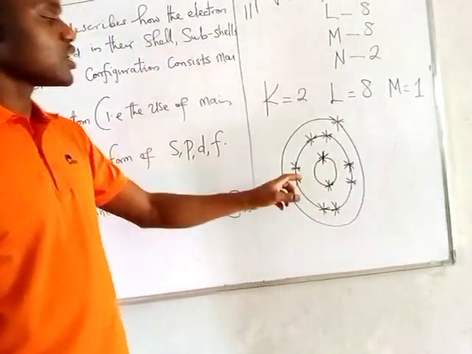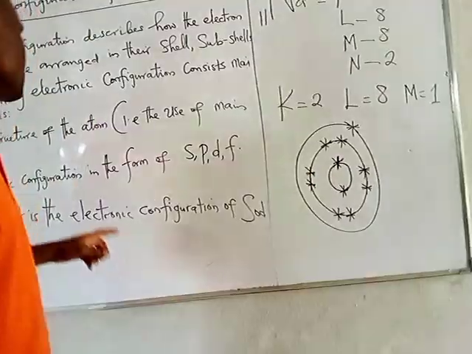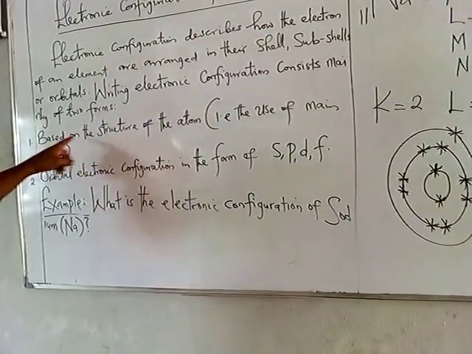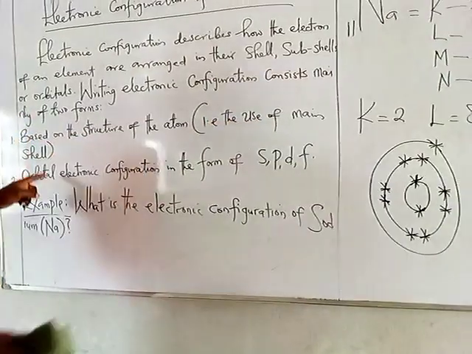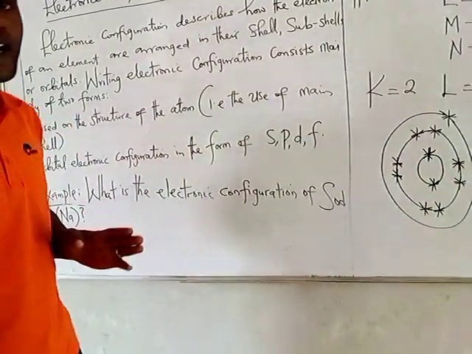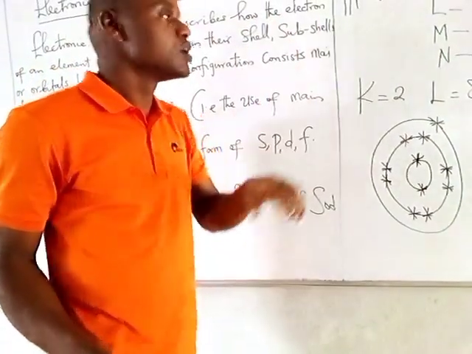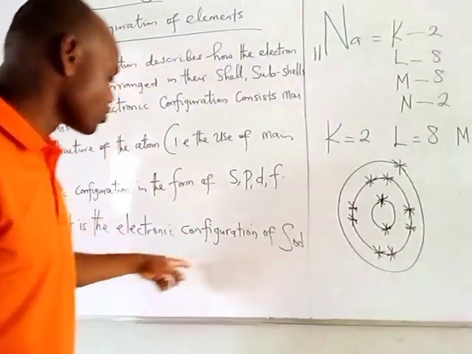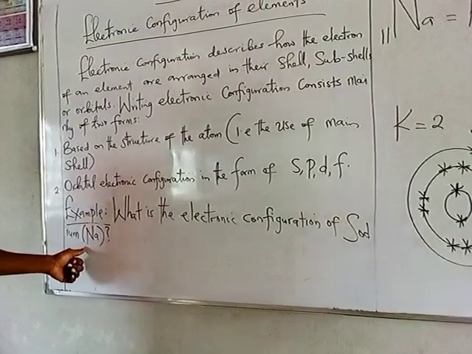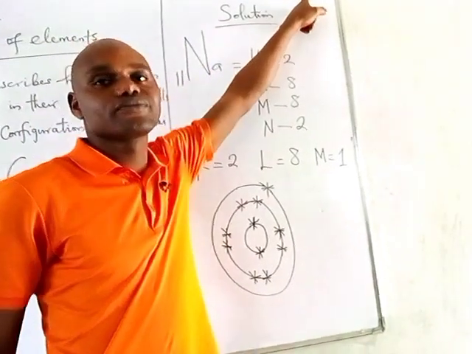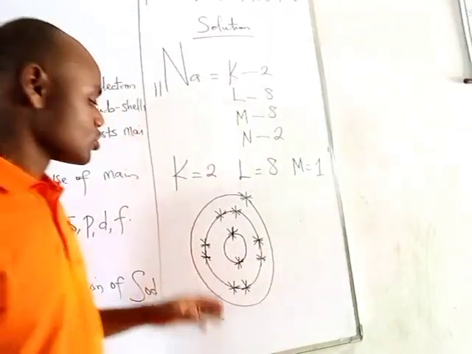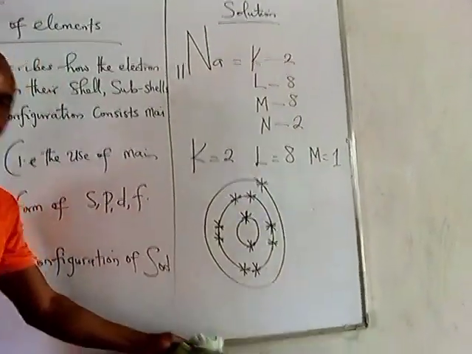Take note, this method that we applied is the first method, which is the structure of the atom. That is the use of main shells. Though I said the main shells we have are K, L, M, N, from the element that we are given in the question, which is sodium, sodium has just 3 shells. So that is why we did not make use of the N shell. So that is for that.